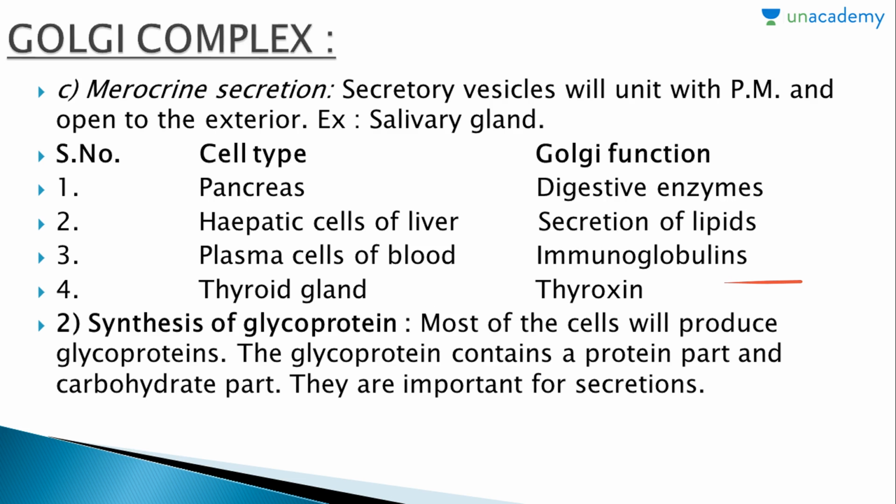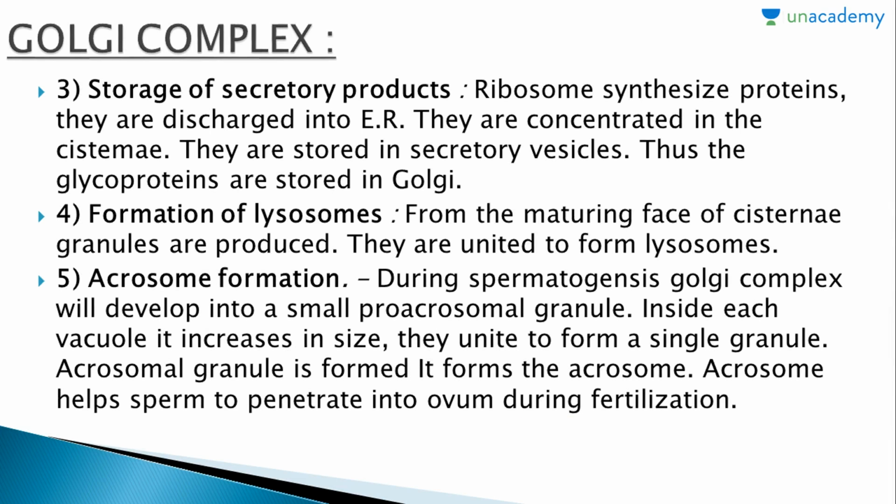Now the synthesis of glycoproteins. Most of the cells produce glycoproteins. Glycoproteins contain a protein part and a carbohydrate part. They are important for secretions. Now the storage of secretory products. Ribosomes synthesize proteins. They are discharged into the endoplasmic reticulum and concentrated in the cisternae. Then they are stored in the secretory vesicles. Thus the glycoproteins are stored in the Golgi body.